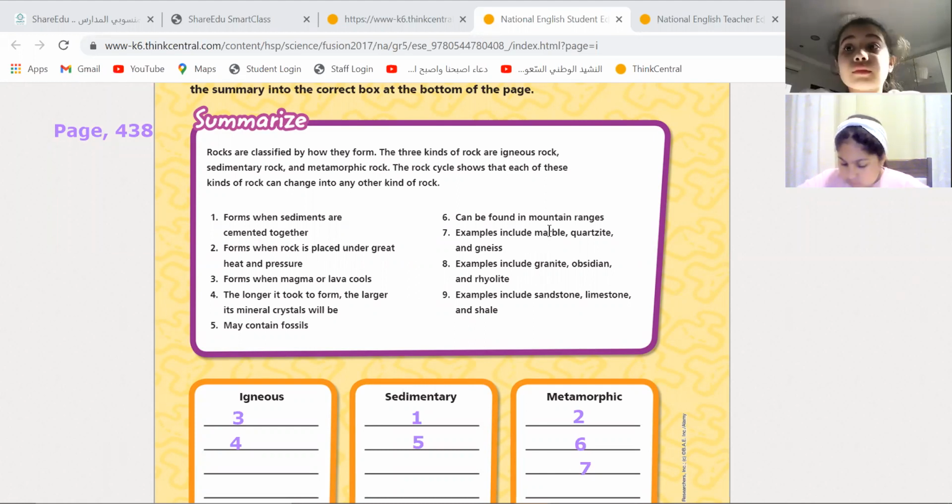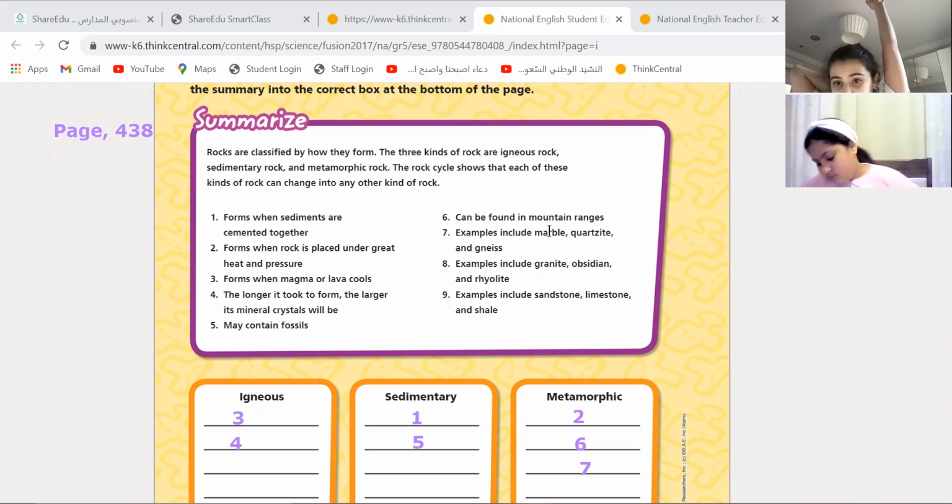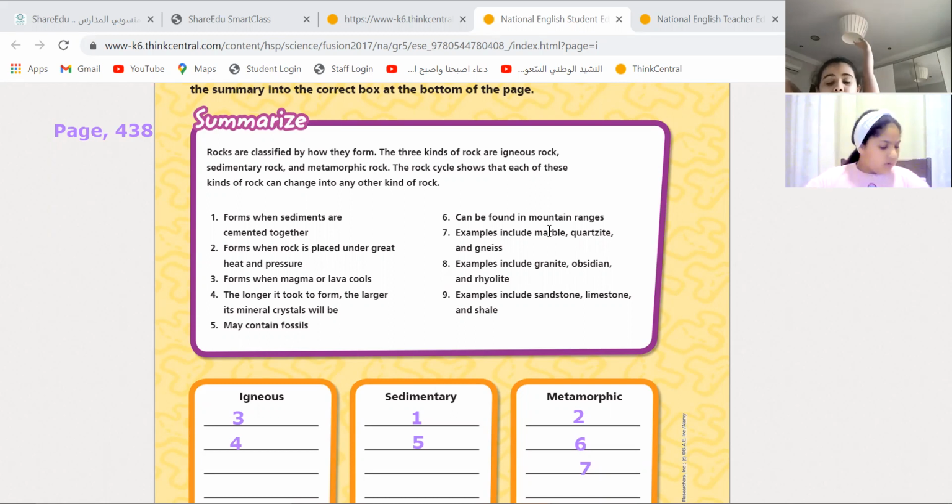Because marbles took a lot of heat and pressure to form again and again. Sometimes water goes inside them between the minerals, or even wind, not only water, and it will change the form until it reaches the marble. Marbles are not easy to be formed. They need a lot of processes to be formed.